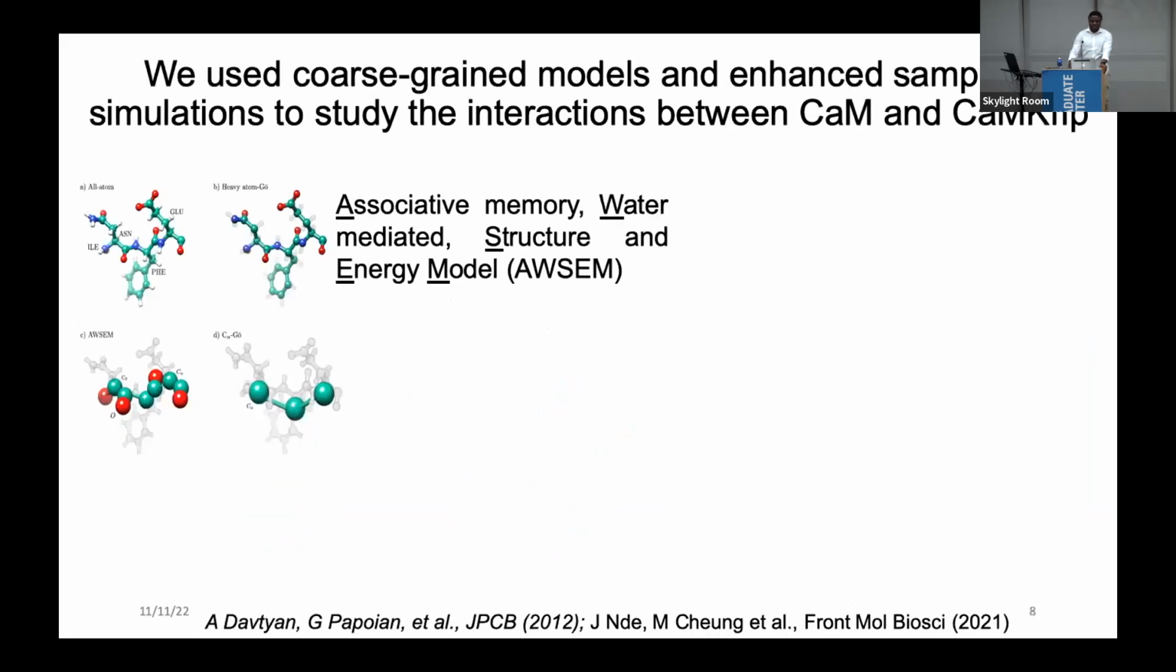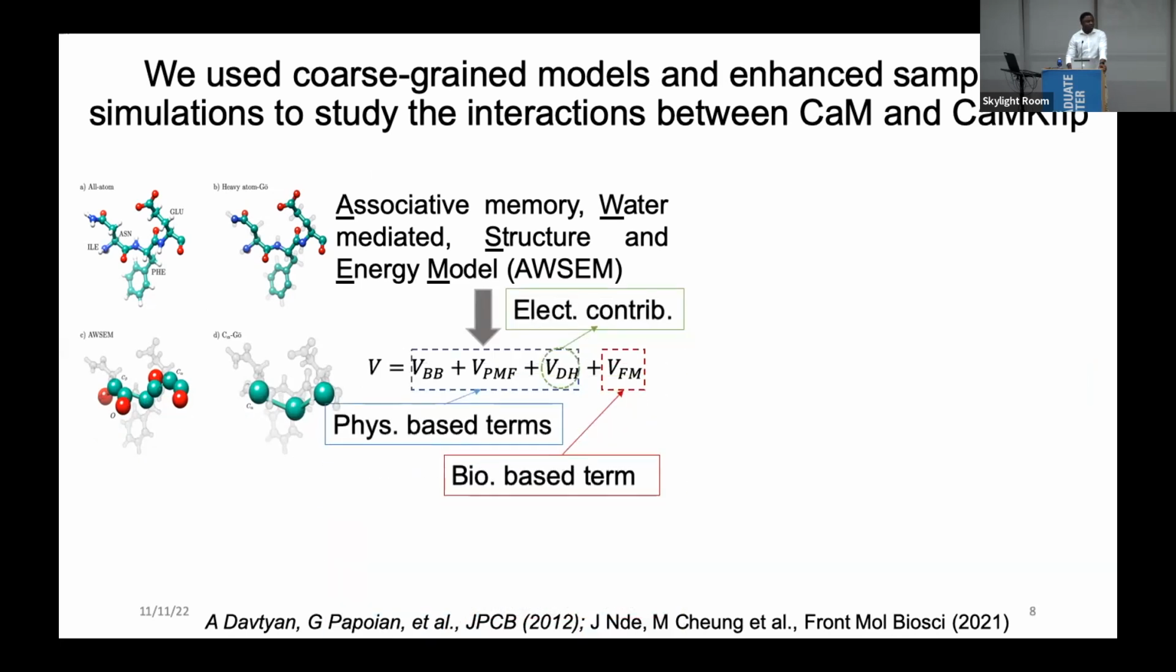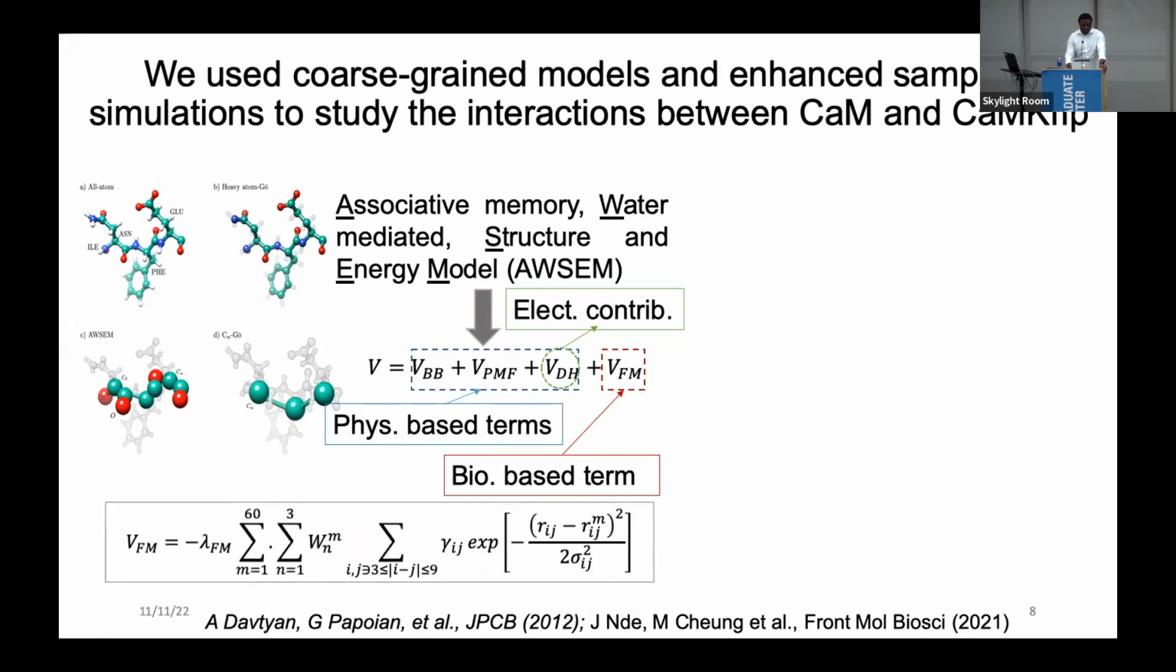AWSEM stands for associative memory, water-mediated structure and energy. AWSEM uses a three-bead system to represent each amino acid, as you can see here. The Hamiltonian used in AWSEM is given as follows, which is composed mainly of two terms. We have the physics-based term, which is common to all proteins, and then the bioinformatics-based term, where the equation is given as follows. I will come back to this on my next slide.